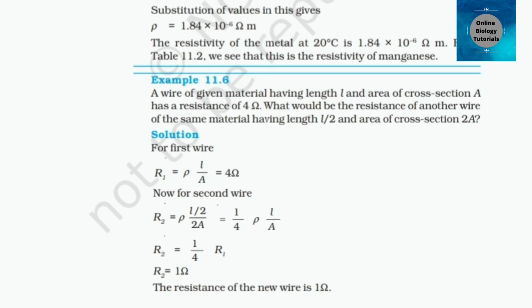Example 11.6. A wire of a given material having length L and area of cross-section A has a resistance of 4 ohm. What would be the resistance of another wire of the same material having length L/2 and area of cross-section 2A? Solution. Kindly check the solution from the book.